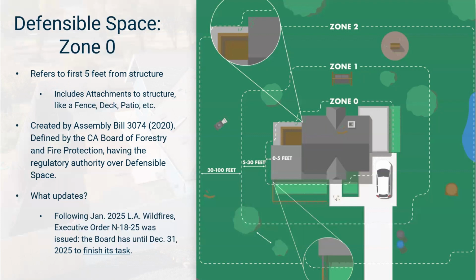So why are we doing this right now? The updates, what updates? Following the January 2025 LA wildfires, Governor Newsom issued an executive order, and a part of that executive order essentially told the California Board of Forestry and Fire Protection that you have until the end of this year to finish the job that was given to you in 2020. And so we'll get into what that means, but it seems like for a long time we've known this was coming, didn't exactly know when or who for or what was going to be part of it. In the past few months, and especially in April, we have begun to learn a lot more about what Zone 0 is going to actually look like in terms of applicability, enforcement, and the rules.